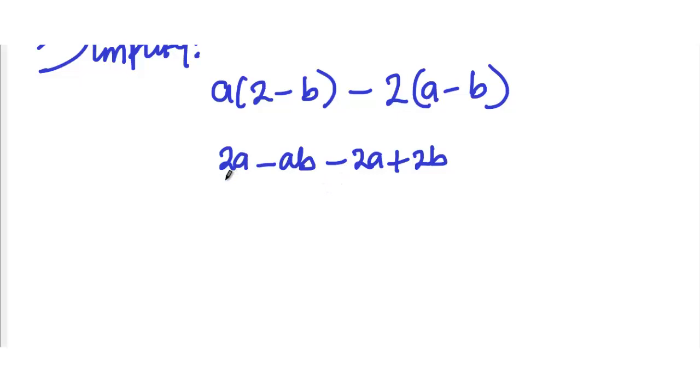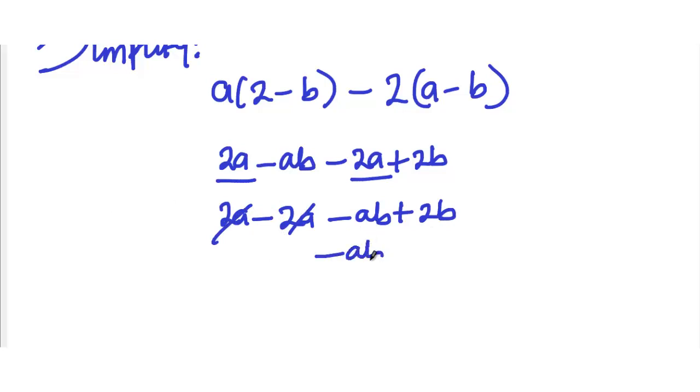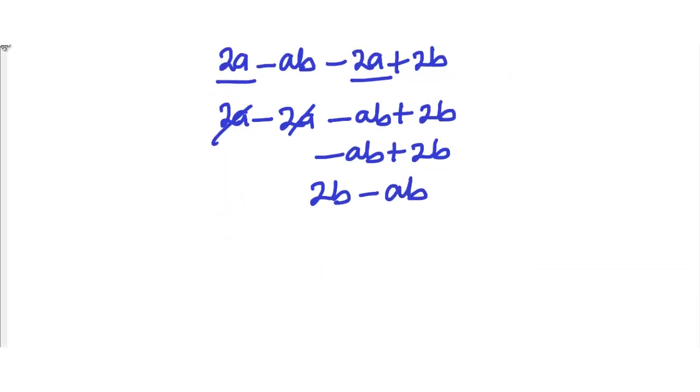Okay, so with what we have here, the next thing we need to do is to collect like terms. If you look at it, we have 2a here, we have 2a here, so we can say 2a minus 2a, then minus ab plus 2b. So 2a minus 2a, they cancel out. It's just like saying 1 minus 1. So we have minus ab plus 2b. So I can rearrange this to give me 2b minus ab.